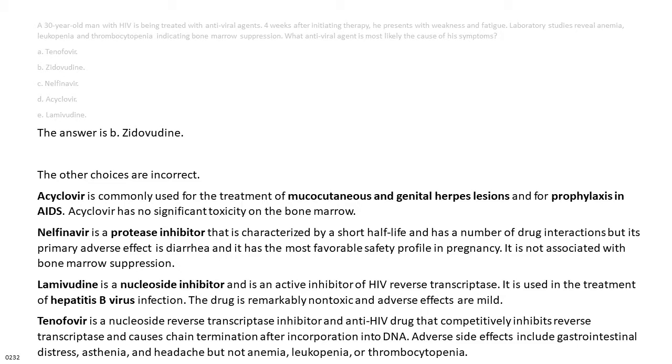The other choices are incorrect. Acyclovir is commonly used for the treatment of mucocutaneous and genital herpes lesions and for prophylaxis in AIDS. Acyclovir has no significant toxicity on the bone marrow.